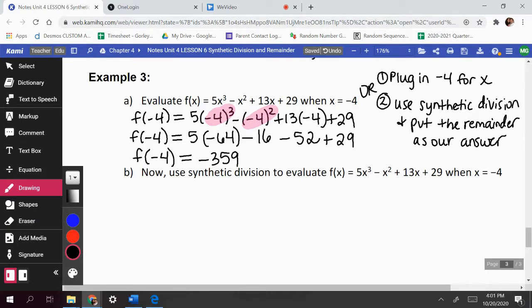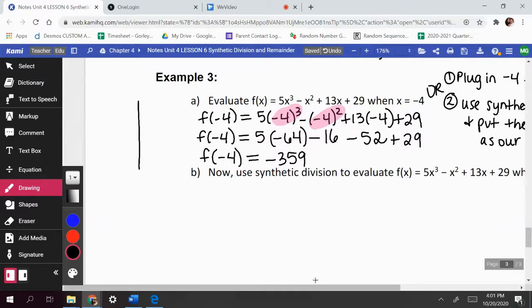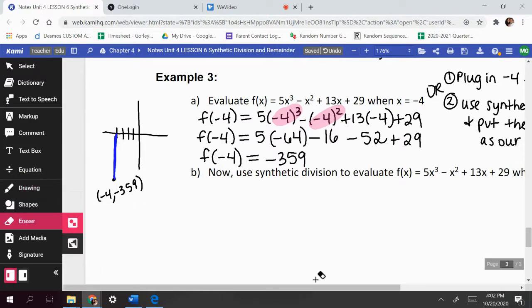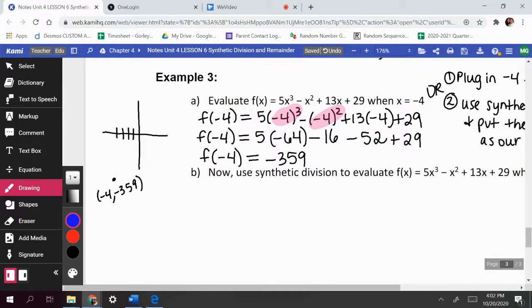Okay, now remember, on a graph what this would look like when x is negative 4, the y value is going to be way down here at negative 4, negative 359. It's going to be a really, really, really low point. So just keep in mind that that's really an ordered pair. So what the remainder is finding is the difference from the x-axis, right? Or the distance from the x-axis. Really, it's going down 359 from the x-axis.